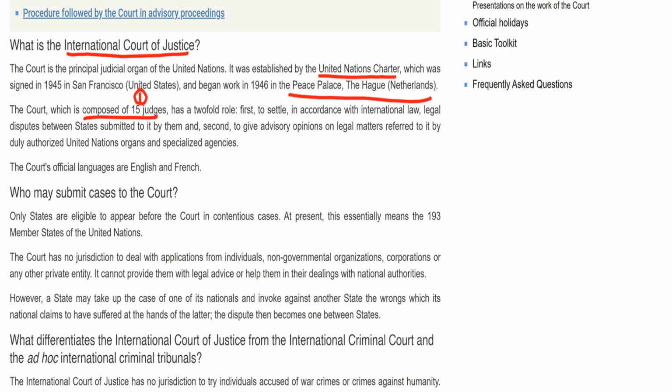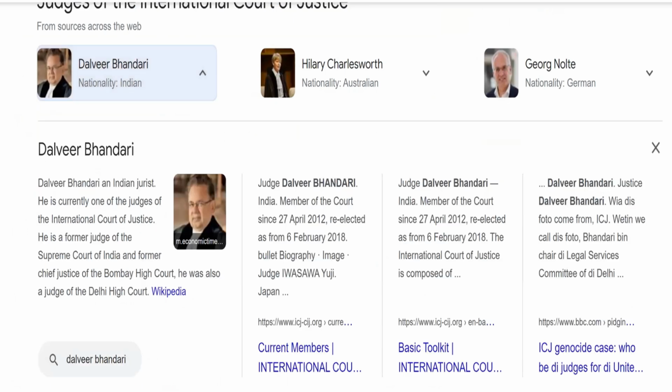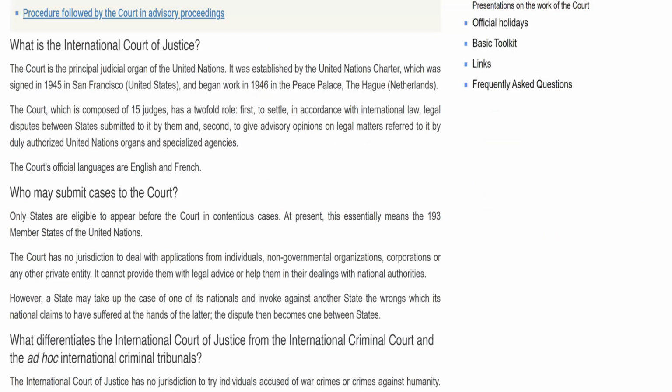In this, how many are from India is what you should see, and here you find an Indian national, a former Supreme Court judge, Dalveer Bhandari, being a member of the ICJ. The ICJ also comprises 15 judges, which should be a very primary factor in your understanding.